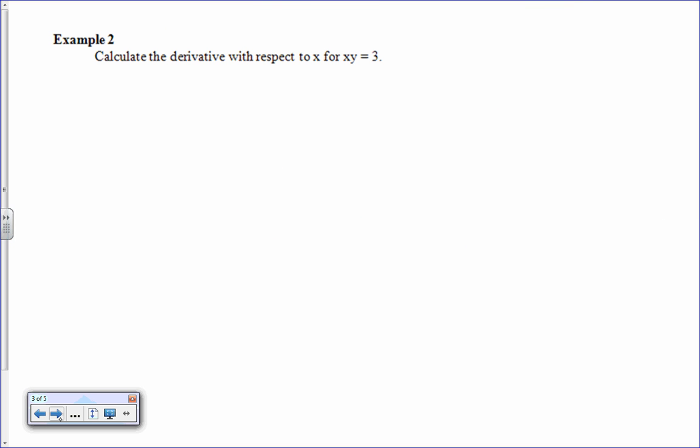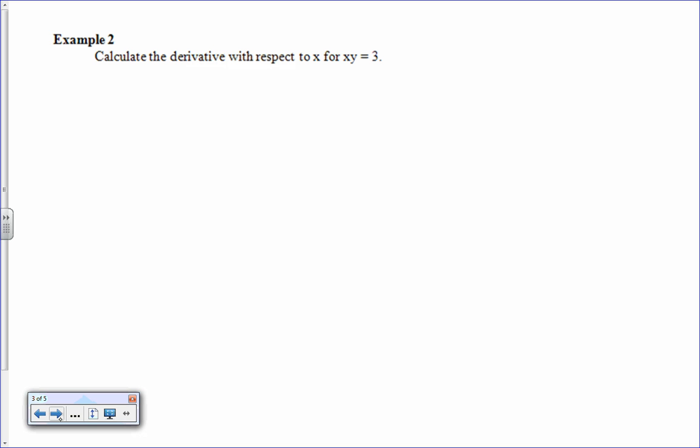All right, let's calculate the derivative with respect to x for xy equals 3. I'm actually going to do this in the past, I've done this 2 ways. Hopefully you'll be willing to let me do that again. It's up to you. Doesn't matter? Because isn't this the one earlier that we said we could really make this explicit, couldn't we? Why don't we do it that way first?